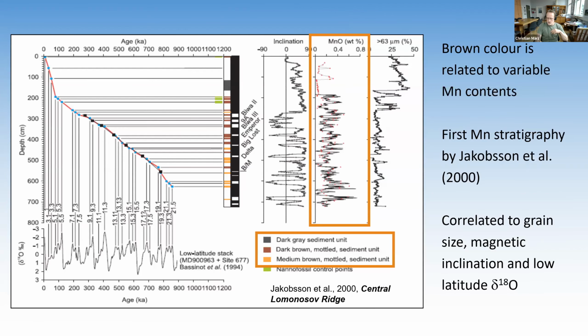And in 2000, there was a first attempt to correlate this Arctic manganese stratigraphy to this low latitude delta 18O stack generated by Bassinot in '94. This basically linked the Arctic into the global oxygen isotope stratigraphic framework. So far, so good. People accepted that.